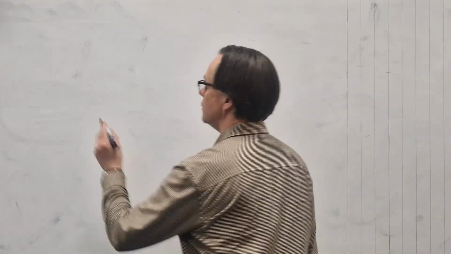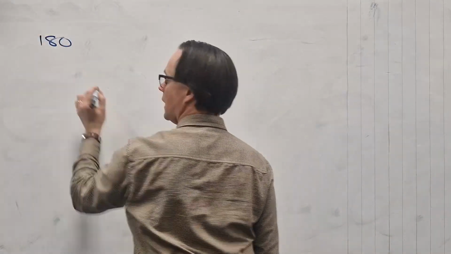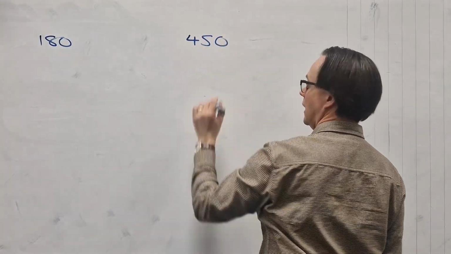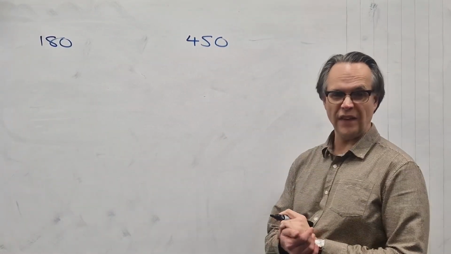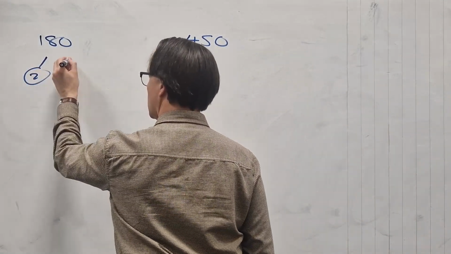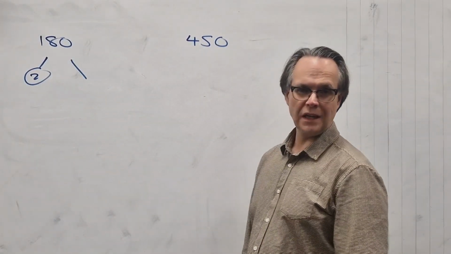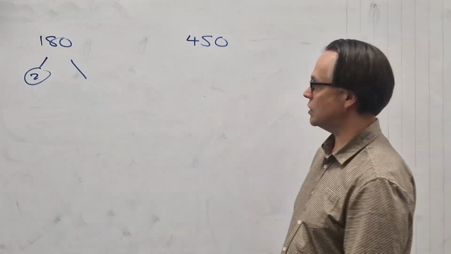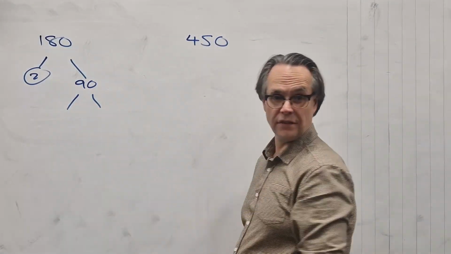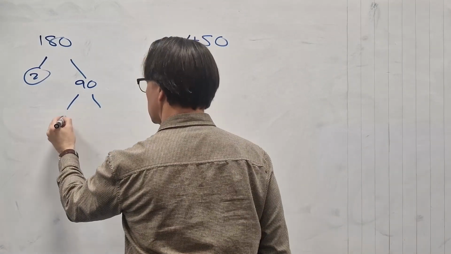Right, so to start, we need to find the prime factorizations of 180 and 450. I'm going to do this by using a factor tree. So first, it's always sensible to check if a number is even, so you can take out 2. That's 2 times 90, which is even again. I'll take out another 2.